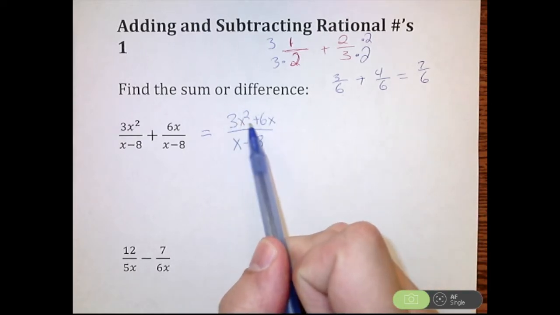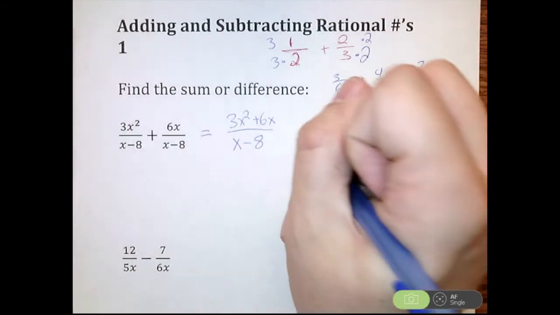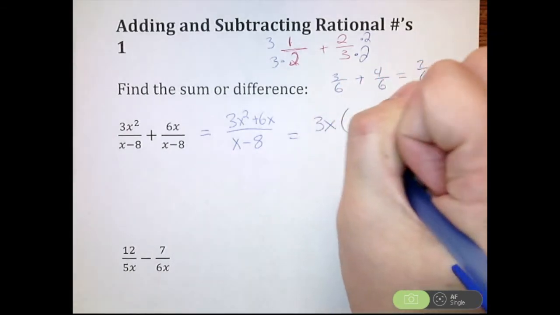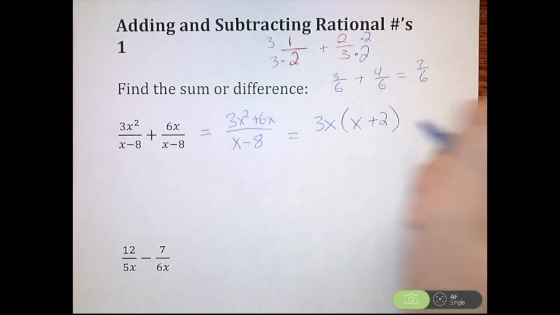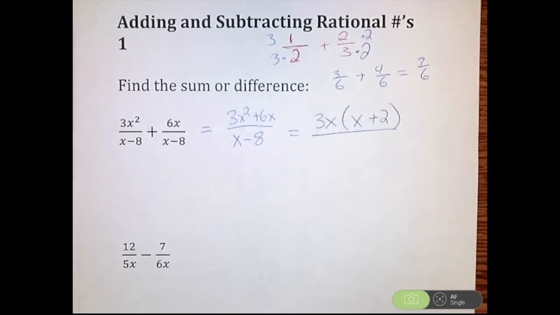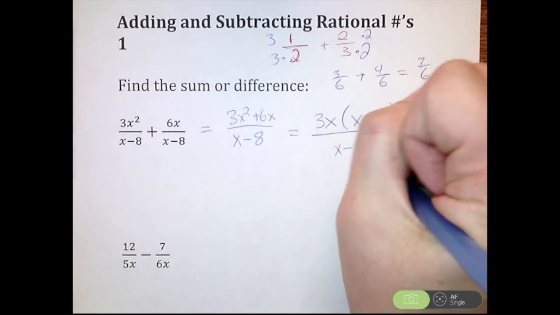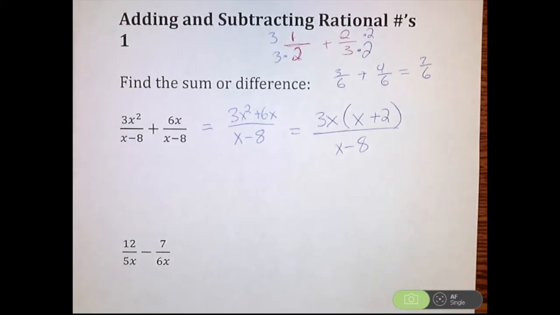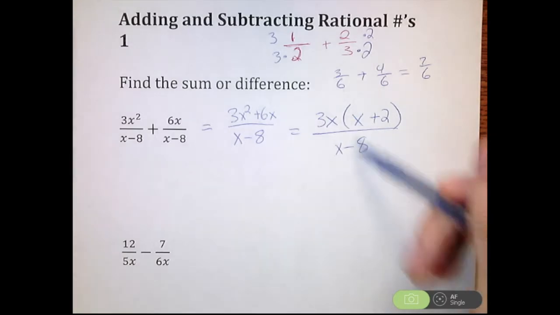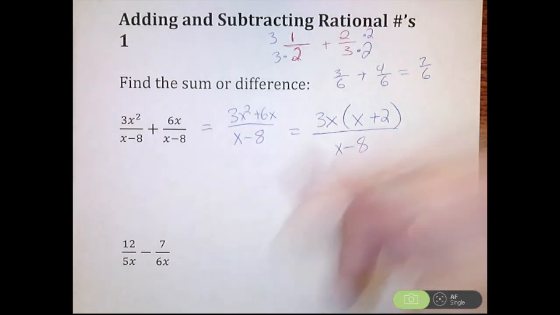So on top I have 3x squared plus 6x, so I want to look and see, well, can I pull anything out of both of these? And I can. There's a GCF of 3x there, which means I have an x plus 2 left over. So a 3x and an x plus 2 is how I'm going to factor the top. On bottom I have x minus 8. I look to factor that, so I have x minus 8. Nothing else I can do to factor there. So what I'm looking for is common factors both on top and bottom. You'll see there's not really any common factors there, so we are done.